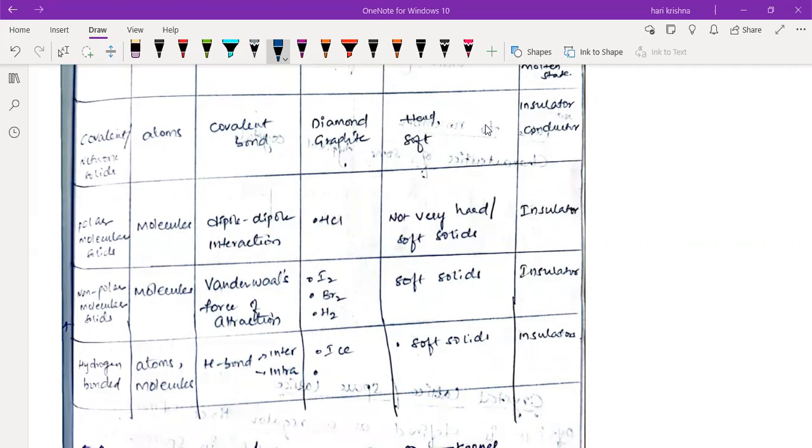Generally, if you take the diamond, it is a three-dimensional crystalline solid, and each carbon inside the diamond is bonded with four other carbon atoms to form sp3 hybridization. So there are no free electrons at all in the diamond, right? So they will not conduct electricity at all.